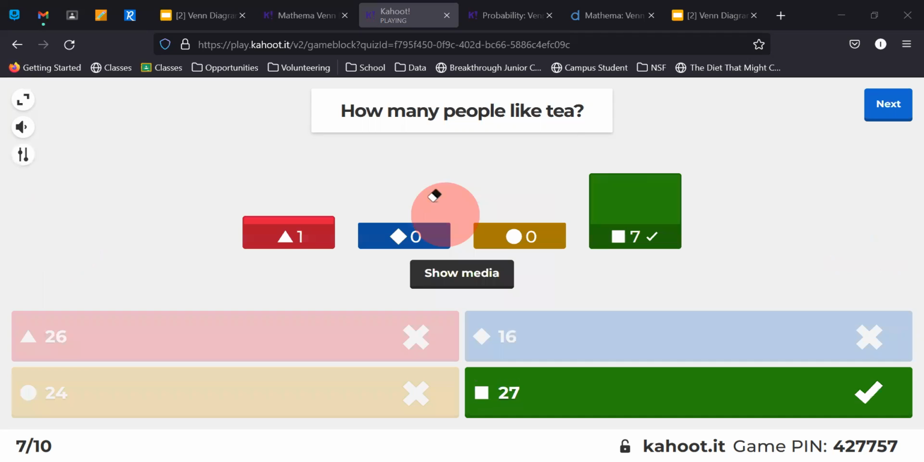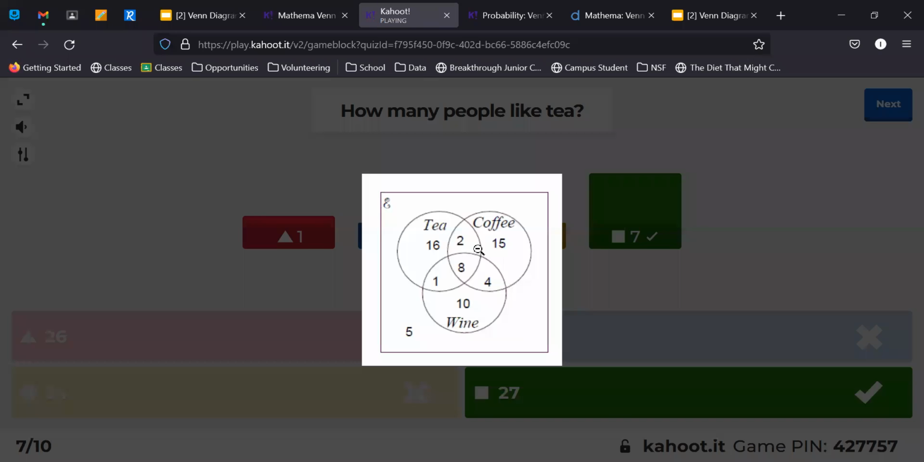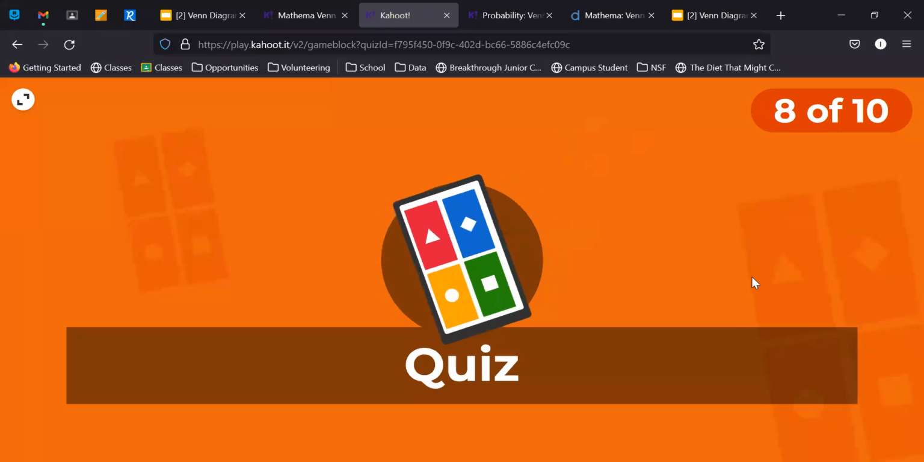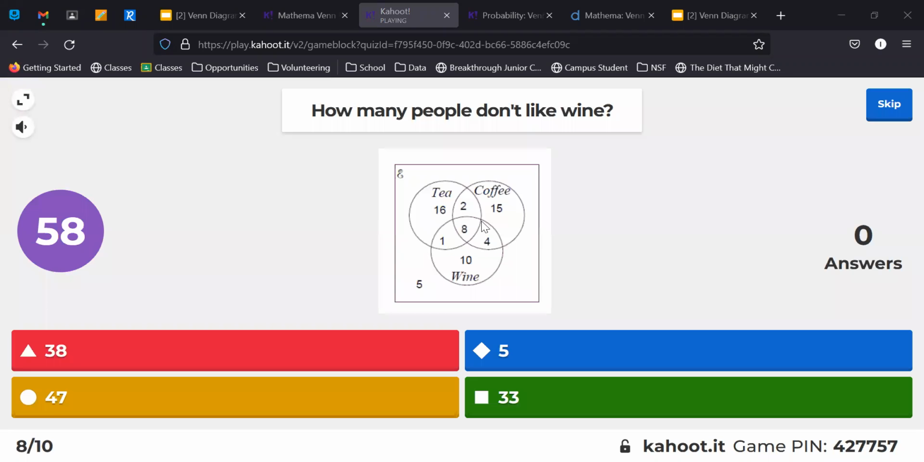Okay, yeah. So the number of people who liked tea was 27. 16 plus 2 plus 8 plus 1. I'm assuming the person who put 26 did not add correctly. But yeah, 16 plus 2 plus 8 plus 1 is equal to 27. So we're almost done with this. So how many people do not like wine in this scenario?